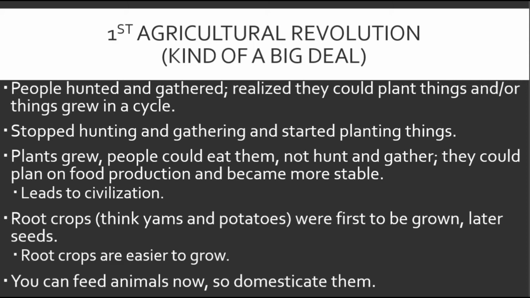And now that you have food on a regular basis, you can feed it to animals. And you can start to domesticate those animals. There's actually only about 500. I could be wrong. It's in your Fouberg textbook. But there's not as many animals domesticated as we usually think there are.